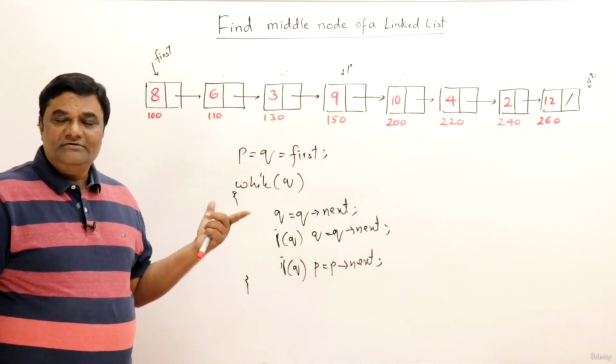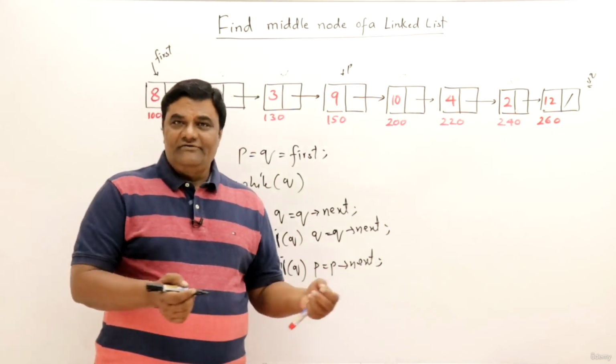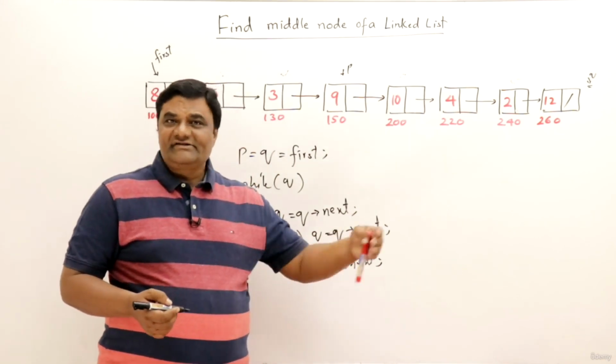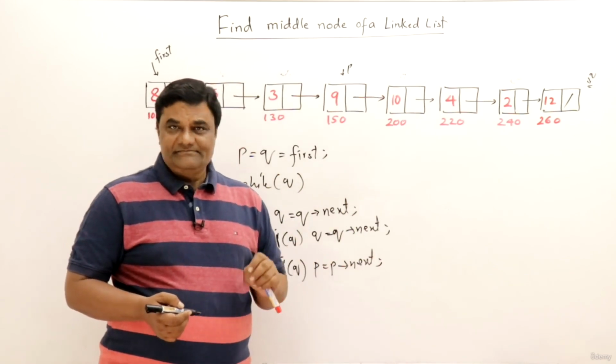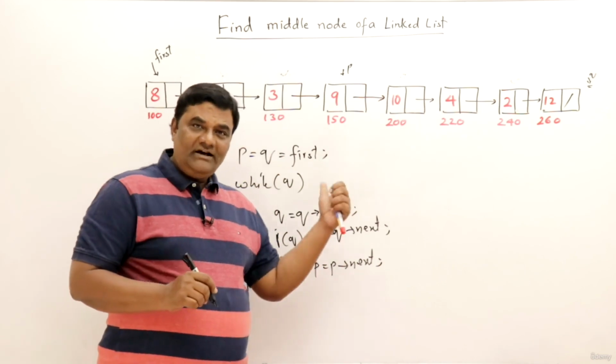So this is a simple code. Now next, analysis. How much time does it take? It takes order of n time. Why? We are just scanning through a linked list once. That's it. So the program code you have to write down.